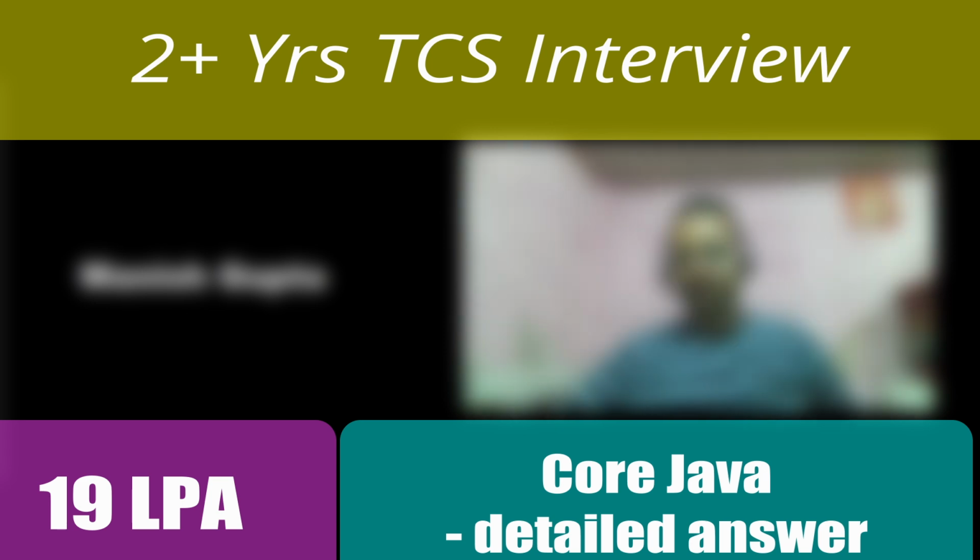Okay, can you tell me what are the different methods in the object class? Yeah. So we have toString is there, then hashCode is there, notifyAll, then equals is there, and clone is there. So yeah, these are the methods we have.